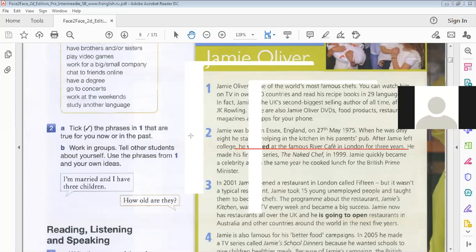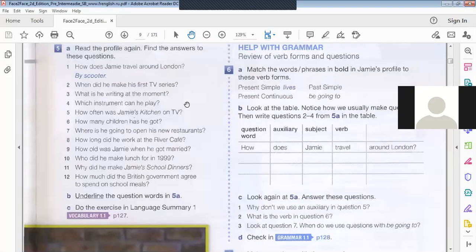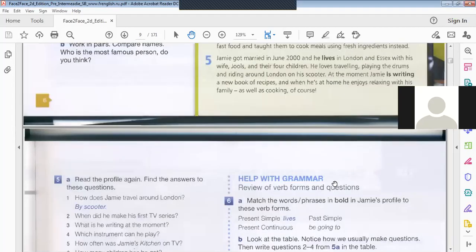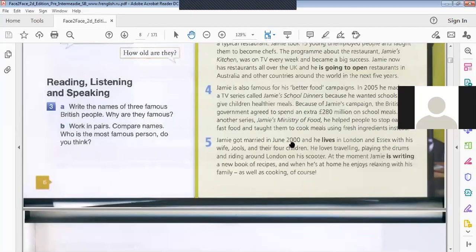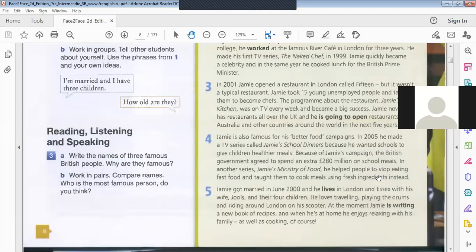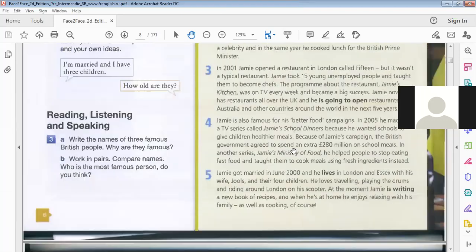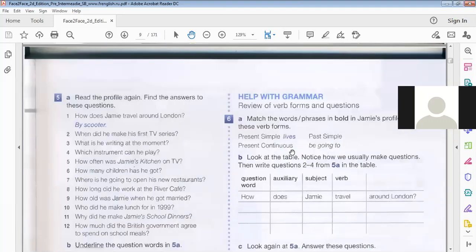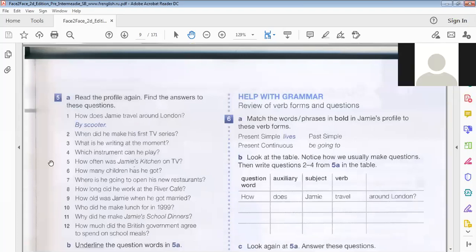Let's check question 9 now. Question 9 says, how old was Jamie when he got married? About 25. I think 25. Did you calculate it? Okay, but I think you're right. If he got married in 2000 and he was born in 1975, this means he was 25 when he got married. All right. So that's correct.